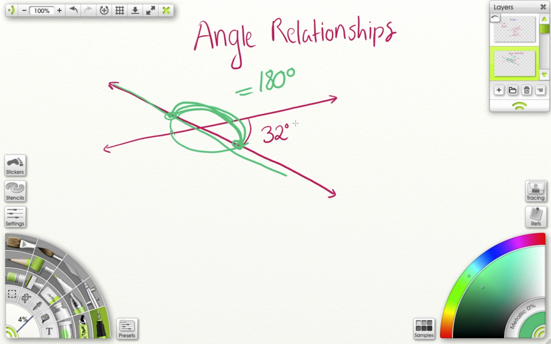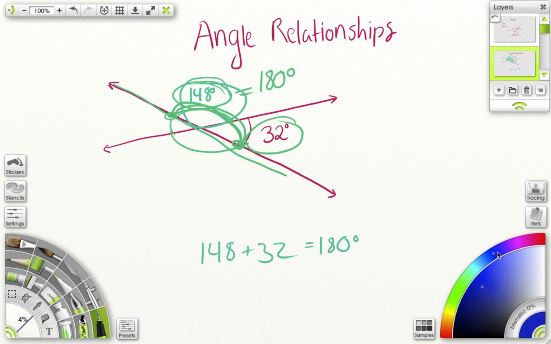So if this here is 32 degrees, what would this be? If it's 32 degrees, that angle here needs to be something plus 32 equals 180. So in this case, 148 is our magic number because 148 plus 32 equals 180. So we figured out this angle, so we're good there. I'm just going to do this in a different color. So we have this angle, we're good here.